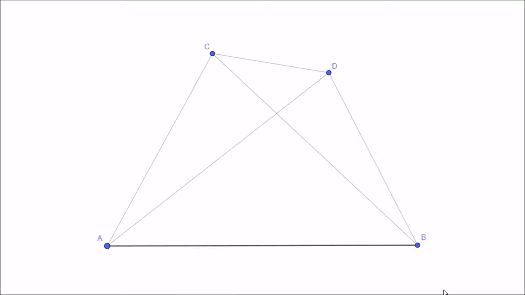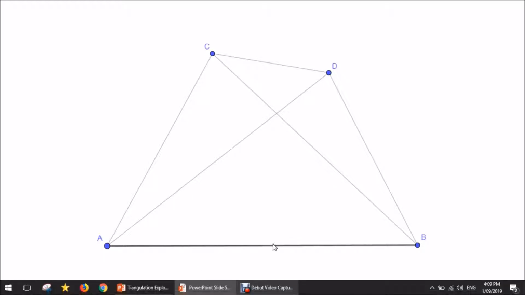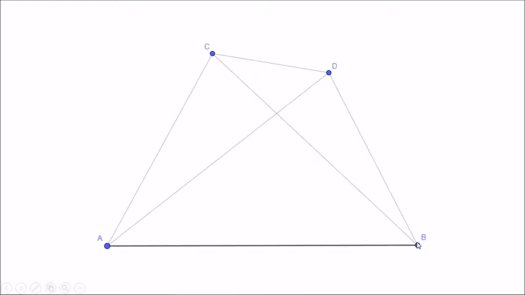This PowerPoint and video is designed to help you understand triangulation. So we will often be given point A and point B and a known distance in between. And we'll need to find out something about point C and point D. So first of all, I want you to have a look at this and try and figure out how many triangles you can see.